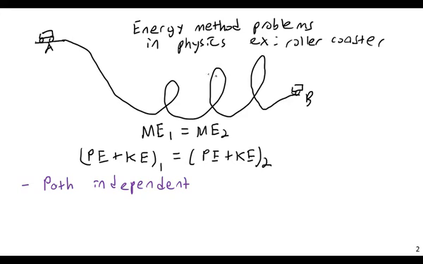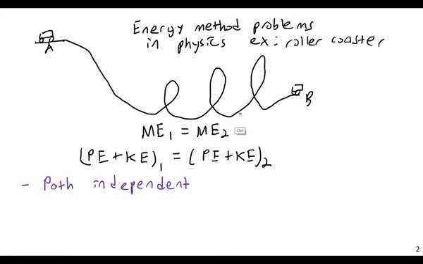Now, if I asked how long it takes to go from here to here, well, then it's not path independent anymore. But if all I'm asking is what the velocity is at this far end point, as long as I know that it starts from rest here, I know its initial height and its final height, it's trivial to find the final velocity. So path independent, I don't care what kind of crazy loops it's doing in between. I don't need to know the height or the radius of these curves. I don't need to know any of that.